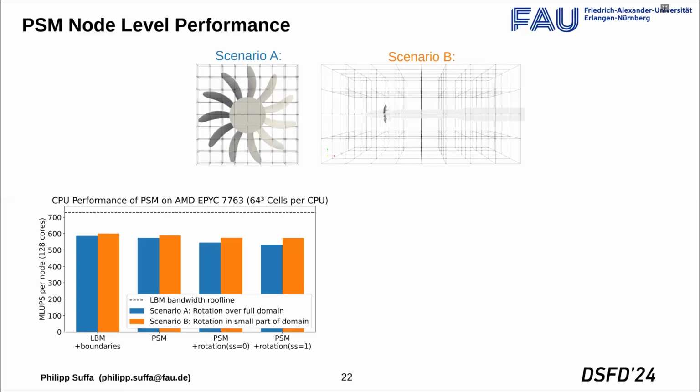First of all, we tested the CPU node level performance. We tested PSM versus LBM. And we can see that the PSM does not really introduce any performance penalty at all. So it's more or less the same performance as LBM. And we also see that we are kind of close to the memory roofline here on the CPU for LBM and PSM. Of course, scenario A is always a bit slower than scenario B, because there are more boundary sites to handle.